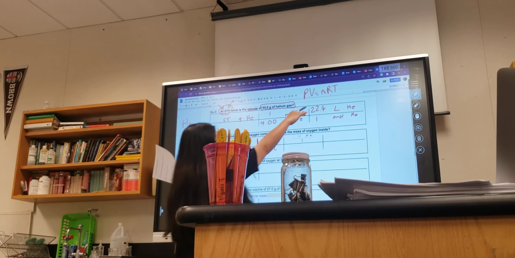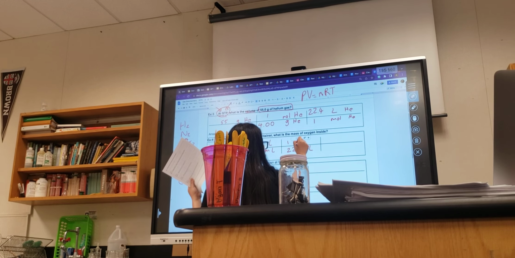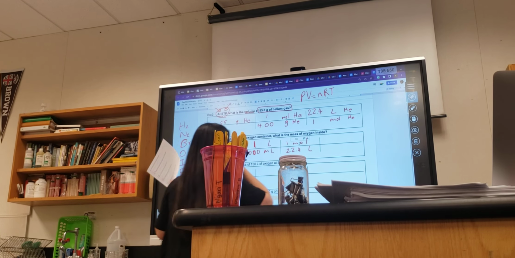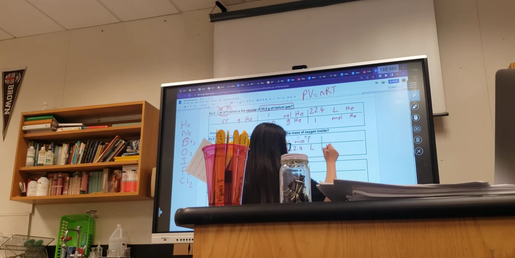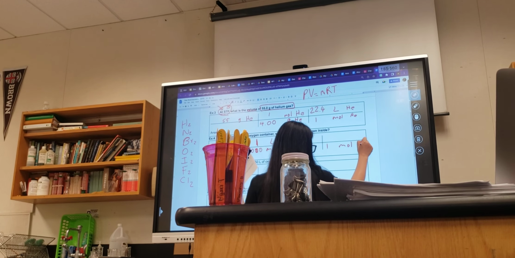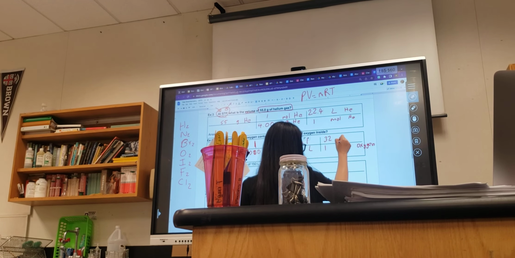And then of course because it's STP, 22.4 liter is 1 mole. Okay, and then we're looking for mass. So 1 mole of oxygen is 32. Okay, we said it was 32 grams of oxygen.